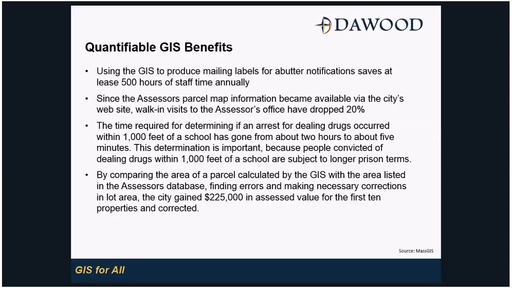Mass GIS has published these quantifiable benefits from the municipalities in Massachusetts that I think really illustrate how much more efficient the towns and communities are becoming by adopting GIS practices. So something as simple as mailing labels for abutter notifications, by using a GIS and asking that spatial question of, who are my abutters for this property that's under development, and then producing mailing labels has produced at least 500 hours of staff time annually for one community.